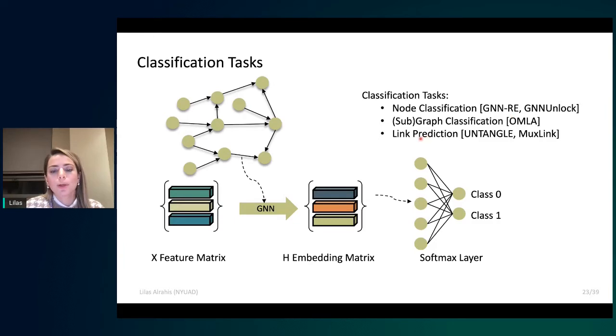And we can also perform it at the link level. So we can perform, for example, link prediction. And by that, if we're considering this link here, we will need to consider the embeddings generated for the nodes at its both ends. So in our work, we have used these different classification levels to solve different hardware security related tasks, which I am going to discuss next.